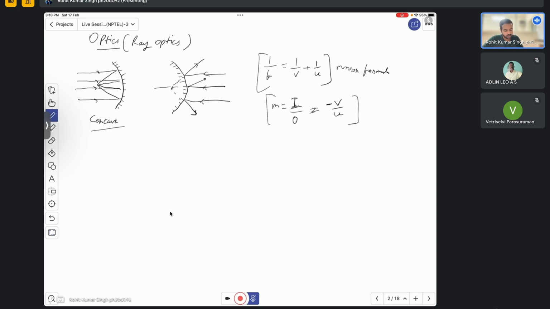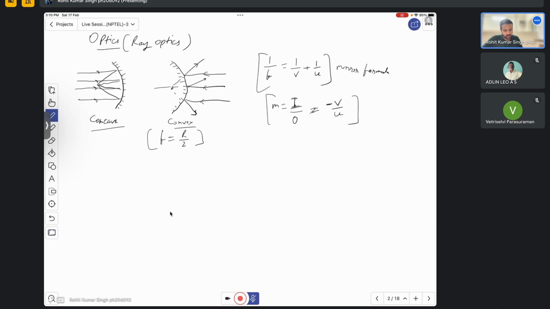Also, there is one more thing, a small detail one should remember: the focal length is always half of the radius of curvature of the mirror.